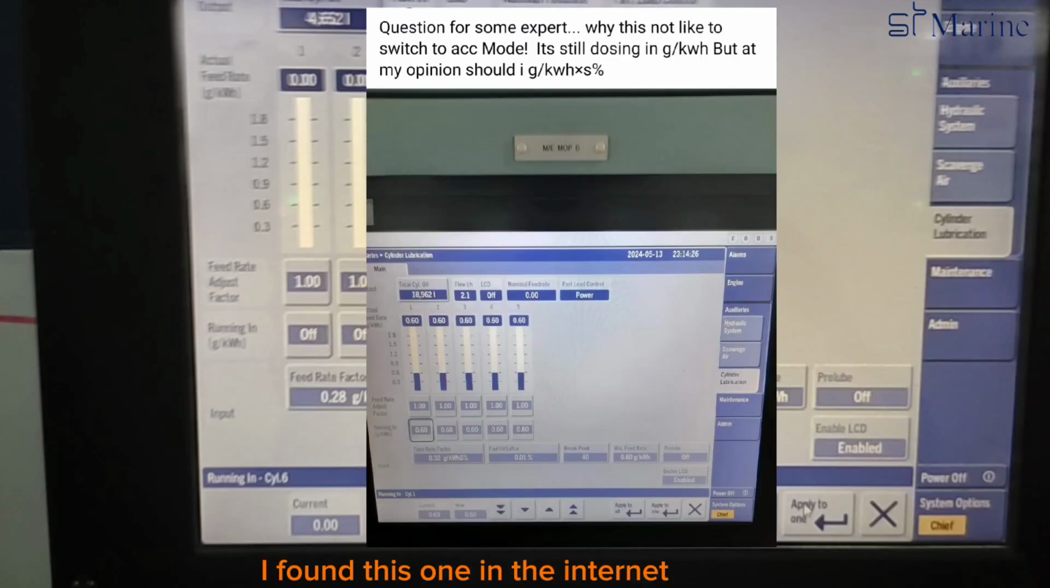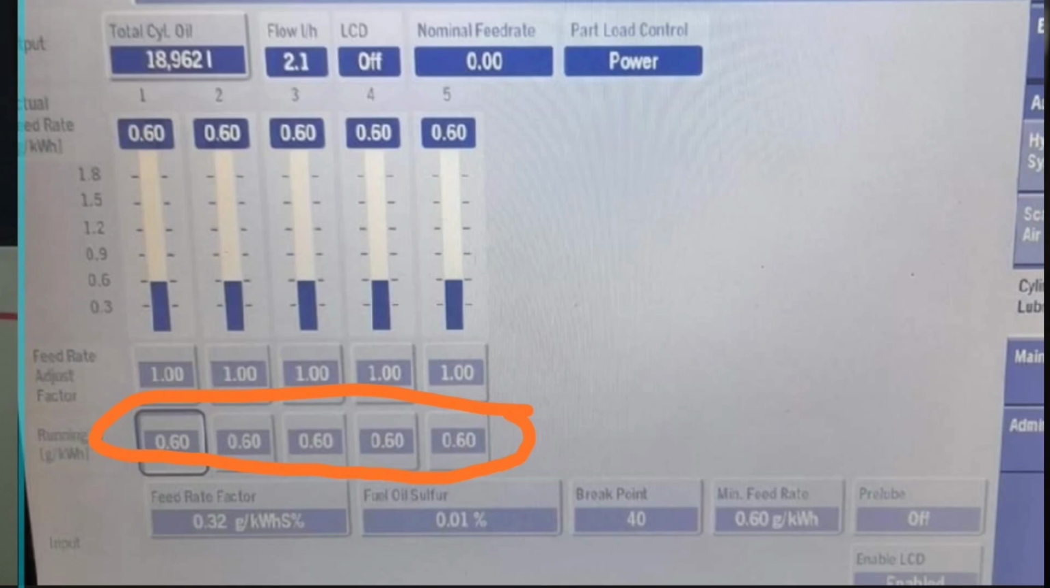I found this one on the internet and I see it's very dangerous. On board ships, sometimes I share what I know with my crews.